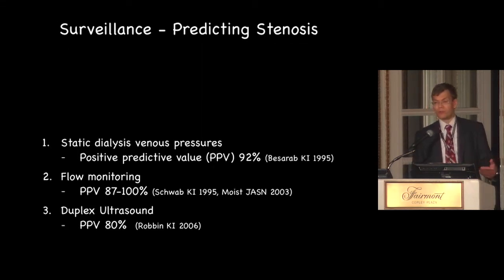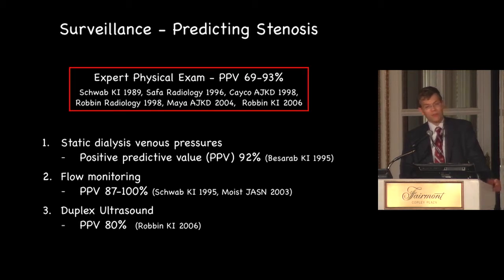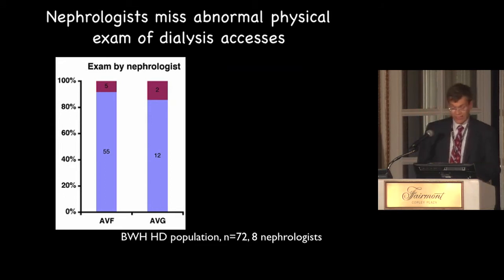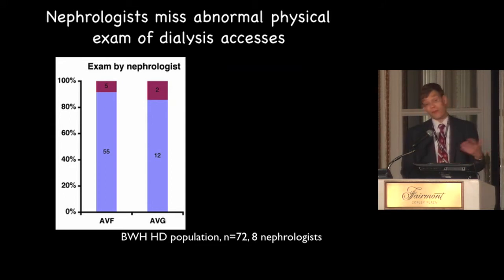Now, how do you figure out which of your accesses need attention, need an intervention, need imaging? You can rely on monitoring or surveillance techniques, but it turns out that expert physical exam is often as good or sometimes better than those techniques. So when we looked at one of our dialysis units and asked the nephrologists to identify whether their accesses were functioning well or not, most thought, as you see in the two columns, there are 60 fistulas and 55 were thought to be good, and there are 14 grafts and 12 were thought to be perfectly fine.